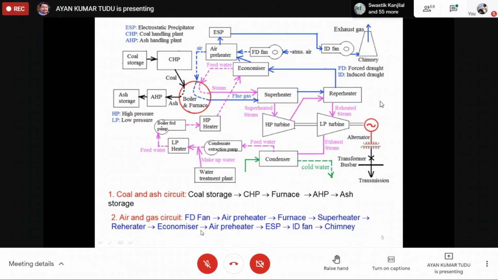All the air and gases circuit is also given here. What is the air circuit? We can start from here. So first of all we have the forced draught fan.